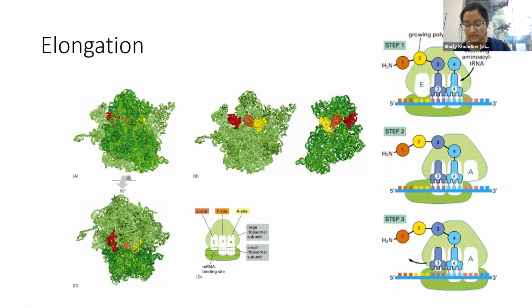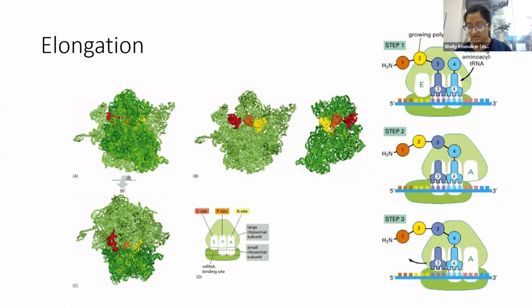The carboxyl end of the polypeptide is then released from the tRNA at the P site, or peptidyl tRNA site, and it's joined to the free amino group of the amino acid linked to the tRNA at the A site. These two amino acids are now joined by a peptide bond.